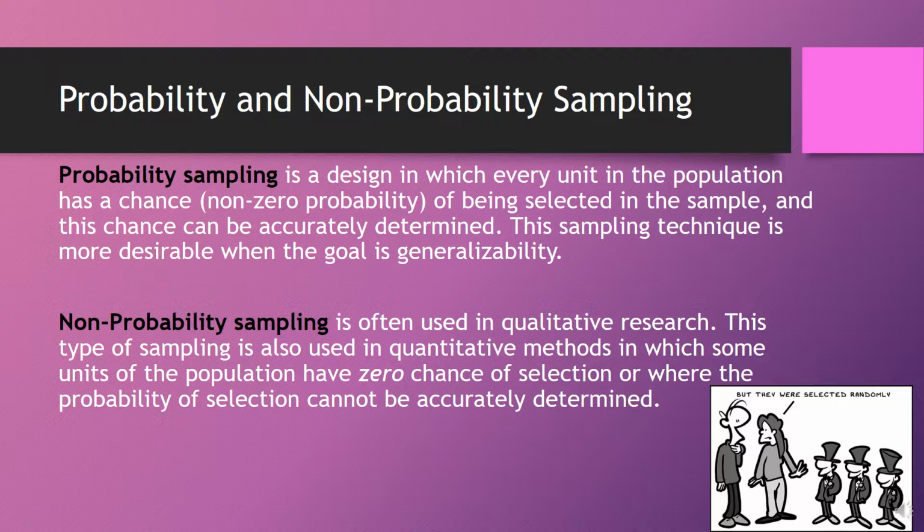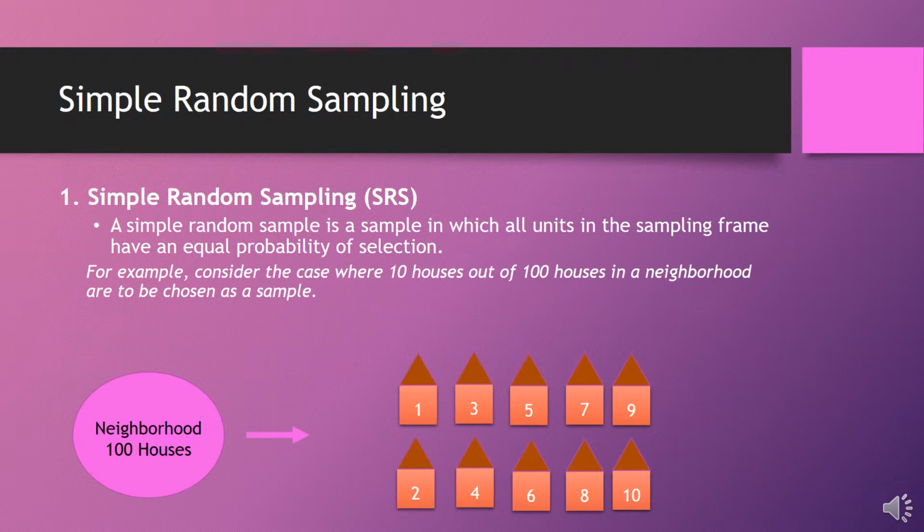Non-probability sampling is often used in qualitative research. This type of sampling is also used in quantitative methods in which some units of the population have zero chance of selection or where the probability of selection cannot be accurately determined. The first probability design we will discuss is simple random sampling, SRS.